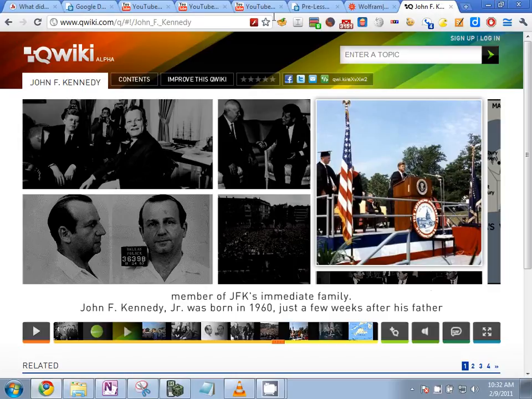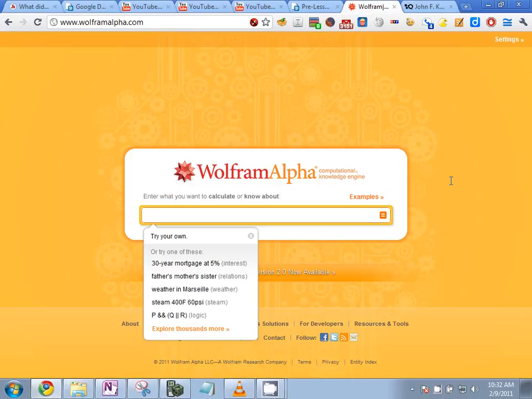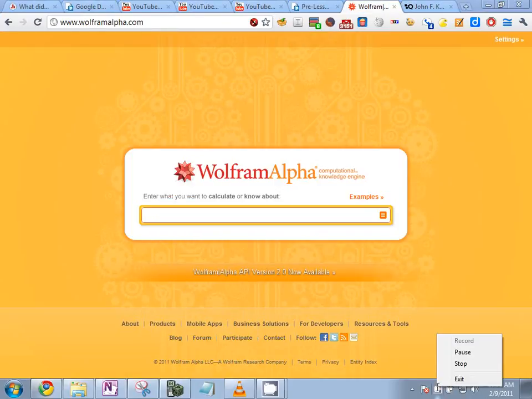The second thing I want to show you is this. How many people have seen Wolfram Alpha before? Who's seen this before? I want to show you a few things. Ready? For example, it can do simple things. It's a search engine, but they call it a computational knowledge engine. Enter what you want to calculate or know about. What's something you want to know about?